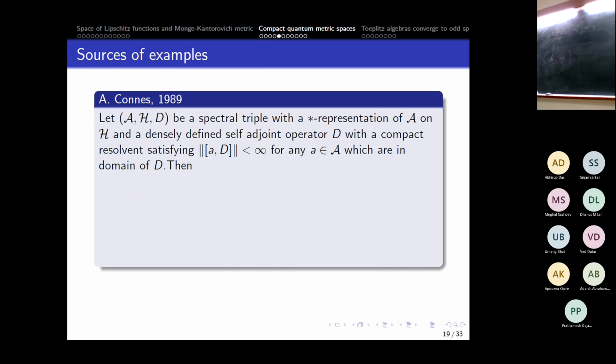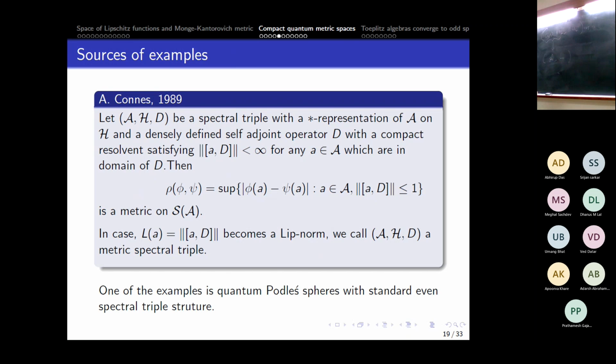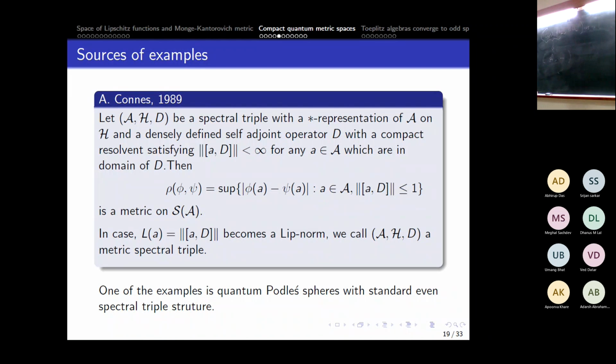Then it was proved by Alain Connes in 1989 that the seminorm, where L of A is replaced by the norm of the commutator of A and D, gives a metric. It may not in general imply the weak star topology, but whenever it does, meaning L is a Lip norm, it is called a metric spectral triple. One of the standard examples is the quantum Podleś spheres, where the spectral structure is taken to be the standard even spectral structure.